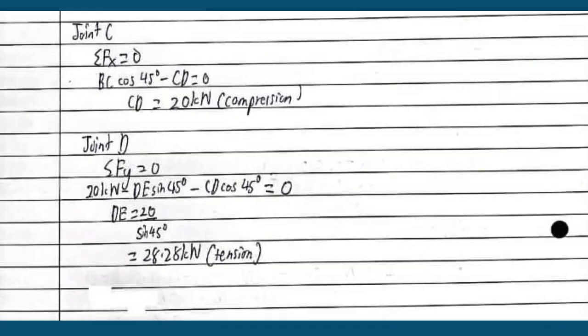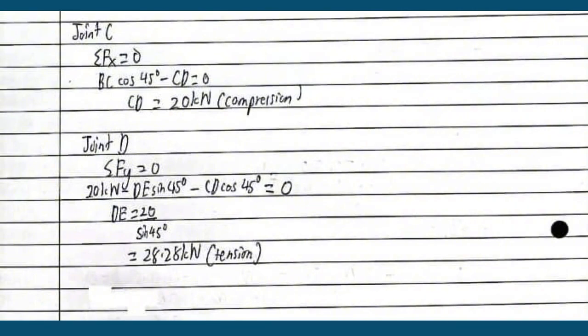For joint C, we have the forces in members BC and CD. Summing the forces in the horizontal direction, which is the x-axis force, the total x-axis force equals 0. Then BC cos 45 degrees minus CD equals 0. Then CD will get 20 kN in compression.